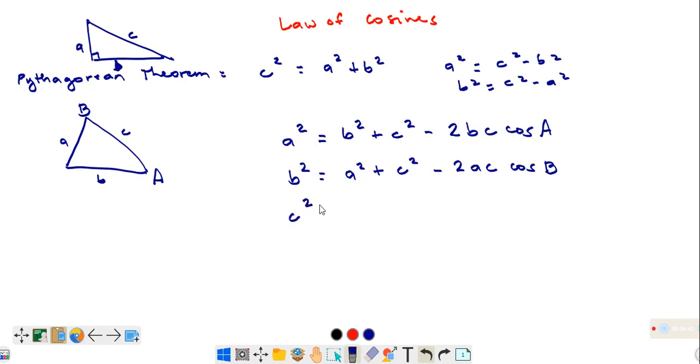Ganon din sa C. So, kung si C squared yung hinahanap natin, we are going to square the two other legs, B squared, at saka A squared, alphabetize natin siya, A squared plus B squared minus 2 times yung product ng dalawang legs, AB, cosine, angle opposite it, C. Ang opposite ni side C ay angle C. So, ito yung tatlong formula natin for the law of cosines.